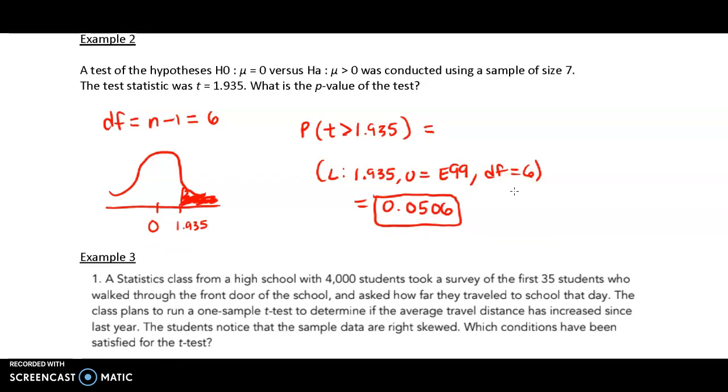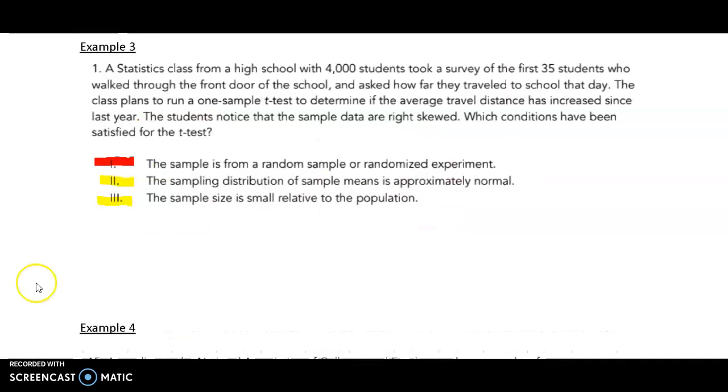All right, so now I want you to pause the video and take a look at some conditions here. So the next two examples, you're interpreting the p-value, you're using the p-value to make conclusions, and you're also just verifying your conditions for inference. So I'm going to pause the video here. I want you to take about 2 minutes to try these out on your own.